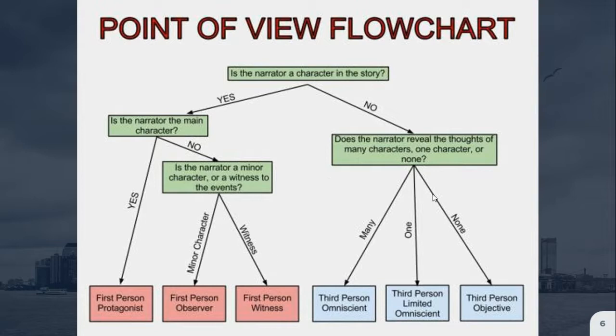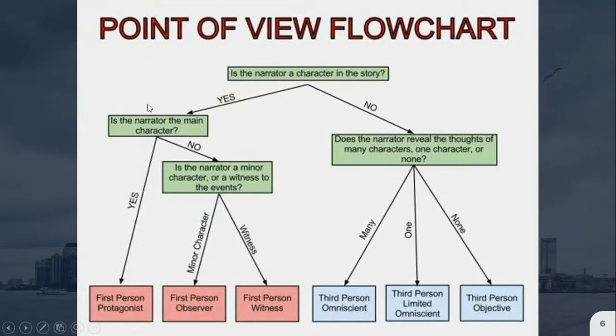So the first decision is, are they a character in the story or are they not a character in the story? This is usually the differentiation between the I voice, which is always going to be in here, or the name of the character, or he, she, they, which is under this side. So your first person perspectives are all going to be main characters or characters in the story, whereas the narrators that are not characters are going to be your third person narrator.